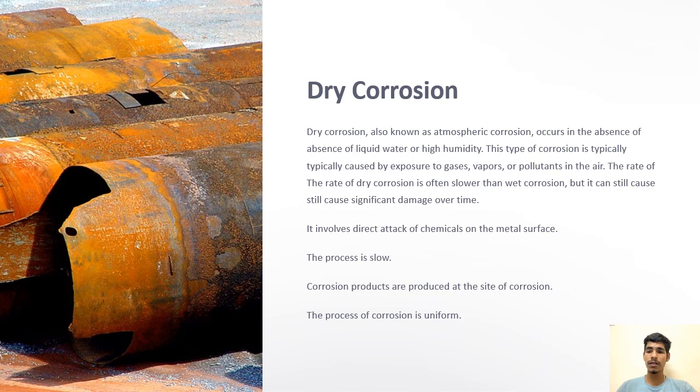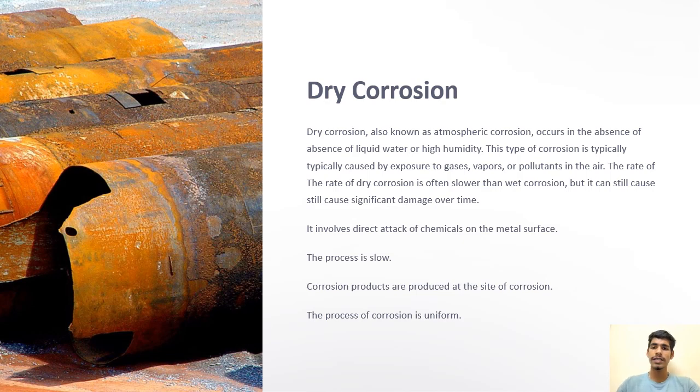Then dry corrosion. Dry corrosion is also known as atmospheric corrosion. It occurs in the absence of liquid, water, or high humidity. This process is very slow. It is a direct attack of chemicals on the metal surface. Corrosion products are formed at the site of the corrosion, and the process of corrosion is uniform.